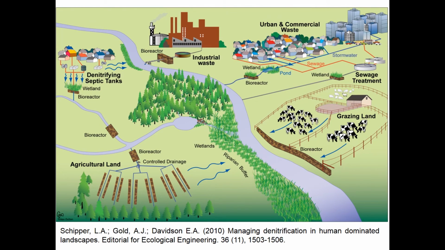This is something that I drew a few years ago when I led a special issue on managing denitrification in systems. It's just a diagram showing all these different things coming together: riparian zones, wetlands, lakes, forests, industrial treatment plants and bioreactors, and they can be put in different sorts of settings. What that setting looks like is where the water's going and getting that connectivity.